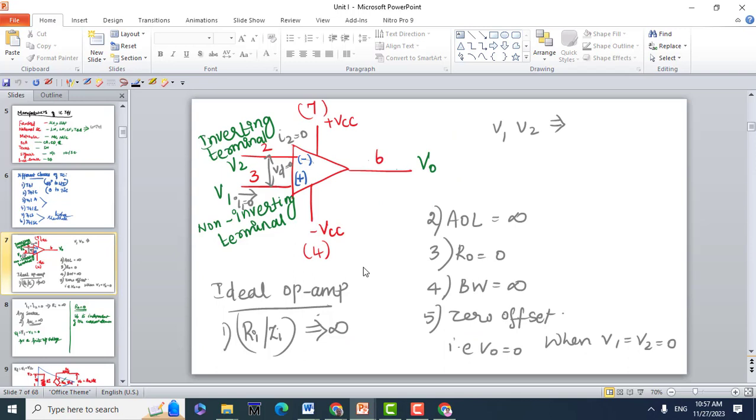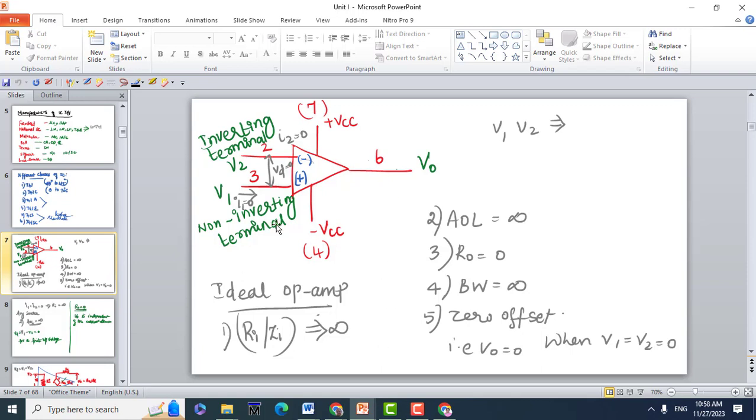So how will be your terminals? How will you represent an operational amplifier with a triangular symbol? And you have two inputs, the second and third pin are the inverting terminal and non-inverting terminal. And you have two power supply pins, the fourth and the seventh pin. The fourth pin is for negative and the seventh pin for the positive. And the sixth pin is your output pin.